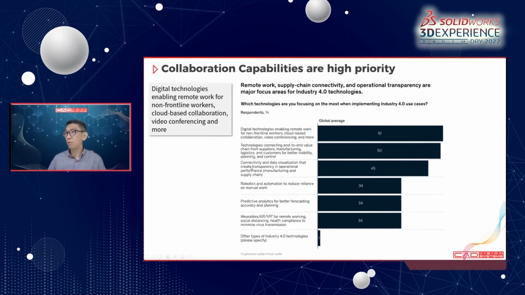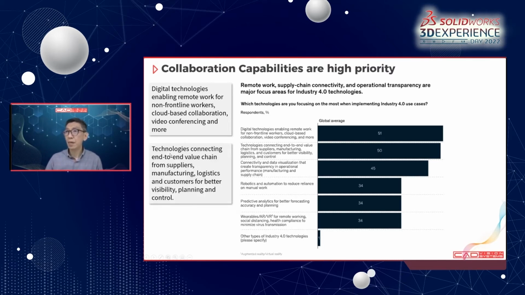Of course, there are many others like connectivity and supply chain and all that. But the first one, digital technologies enabling remote work for non-frontline workers, cloud-based collaboration, video conferencing, and more. I think we all know this very well. Most of us have been working from home. The ability to work digitally, number one, very critical. But what I would emphasize here is cloud-based collaboration, right? So that's the first thing.